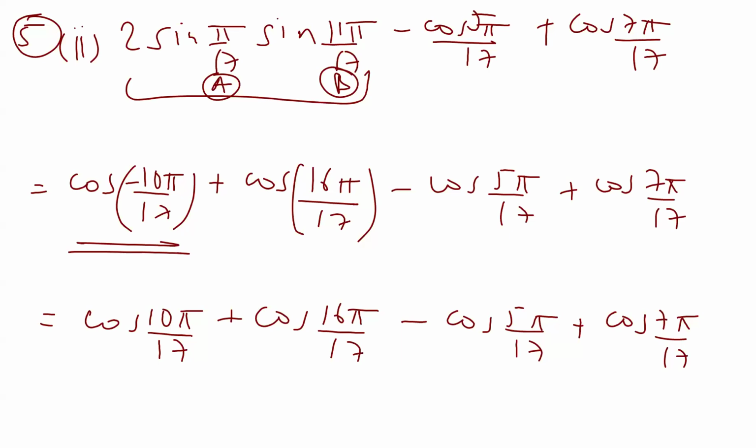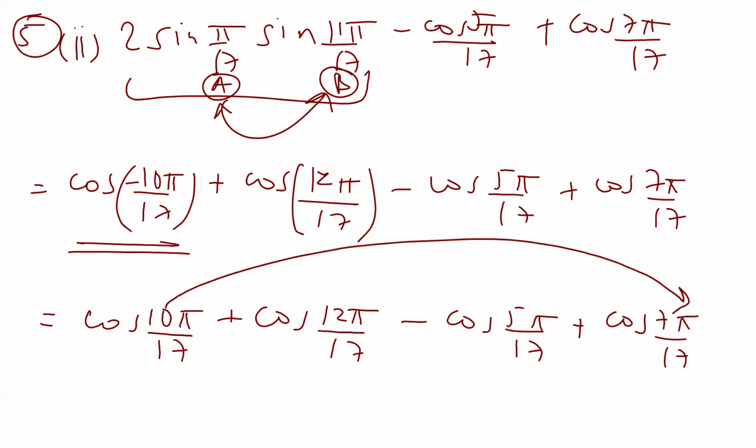Okay. So I think this should not be 16, this should be 12, because when we add A and B, 11 pi plus pi is 12 pi. Okay, sorry. This should be 12, okay? Now see, 10 pi plus 7 pi is 17 pi and down also it is 17. 12 pi and 5 pi is 17, so total is 17 and down also it is 17.